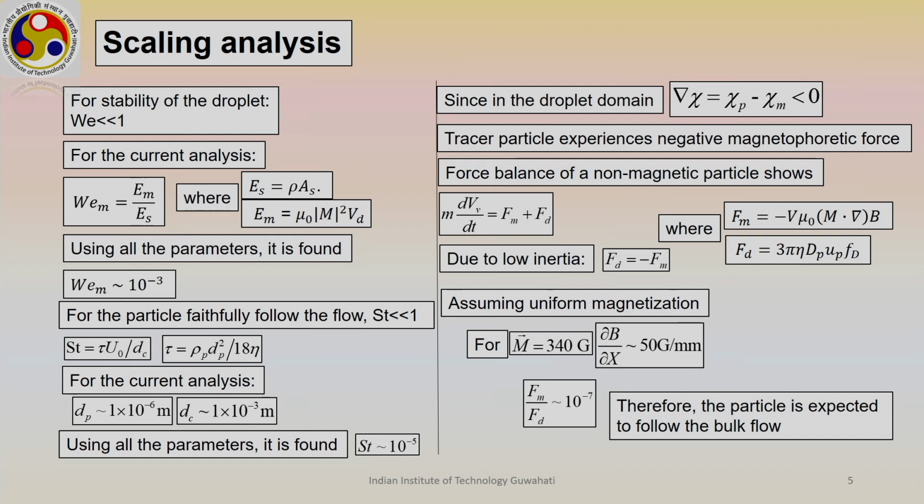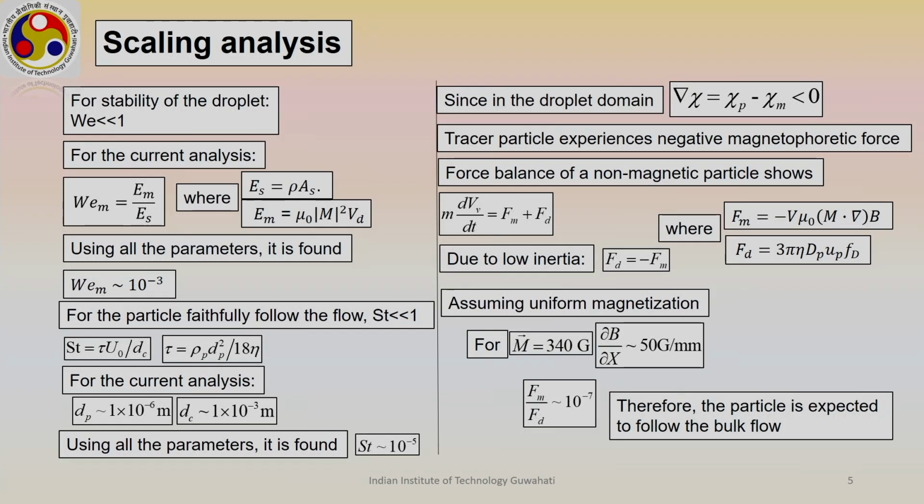If we go to the next slide, here we have done some scaling analysis. This scaling analysis is very important, as I said, because we have taken a very small amount of droplet volume, a tiny droplet. That droplet will remain in its position. We are energizing the droplet domain using a magnetic field, and the droplet volume has a few magnetic nanoparticles, but the droplet should not have movement.